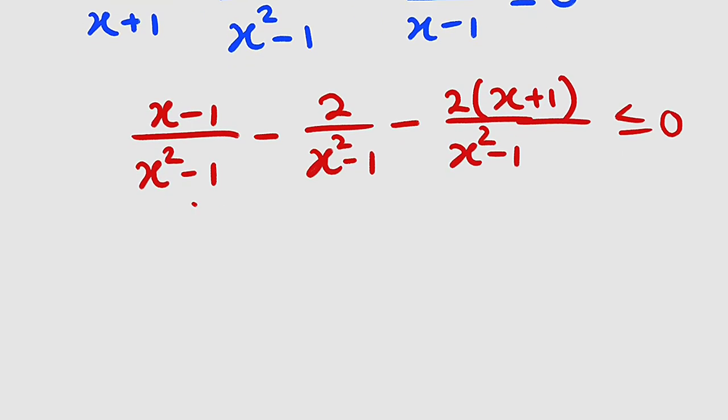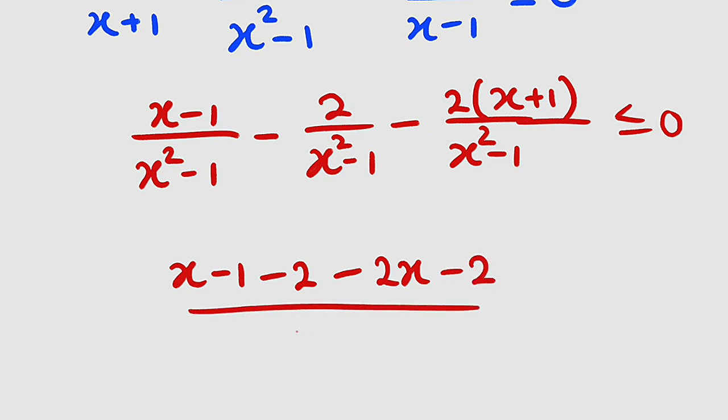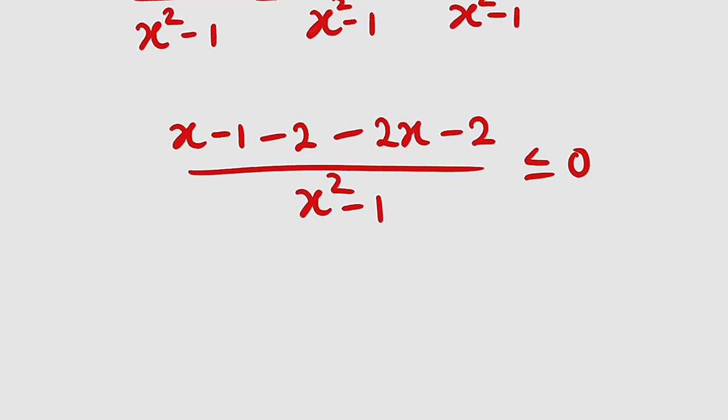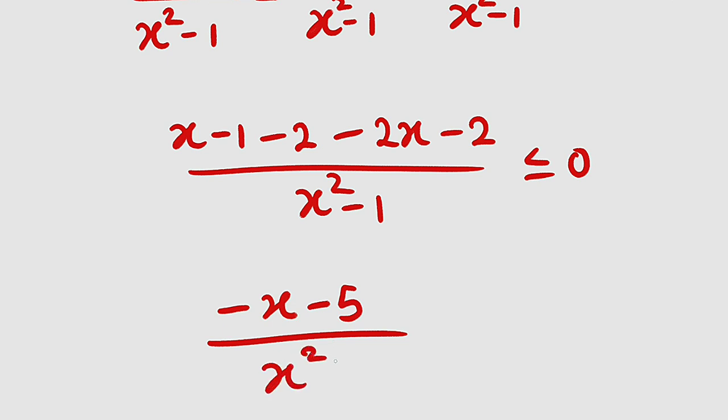Let's further break it down. Since we have common denominators, we can add the numerators together. The numerators are x minus 1, then minus 2 times x plus 1, which we can expand. Minus 2 times x is minus 2x, minus 2 times 1 is minus 2. The whole of this is divided by x squared minus 1, still less than or equal to 0. Let us collect the like terms. We have x minus 2x, that is negative x. Minus 1 minus 2 is minus 3, and minus 3 minus 2 is minus 5. So we have negative x minus 5, divided by x squared minus 1, less than or equal to 0.